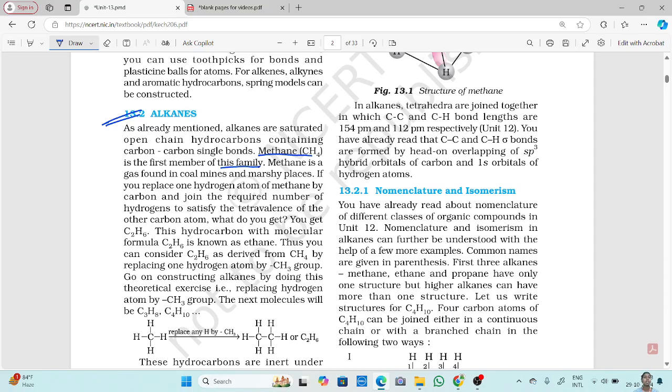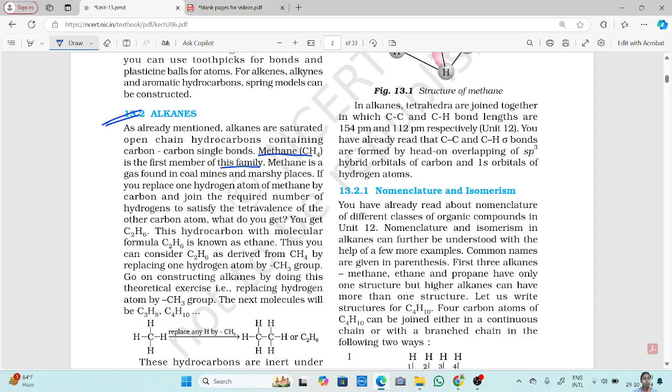Methane you can find in coal mines and marshy places. And also you can prepare methane gas at your house. You have a biogas plant, right? You add all the waste slurry into a biogas plant. Now the biogas which is produced or evolved is your methane gas.